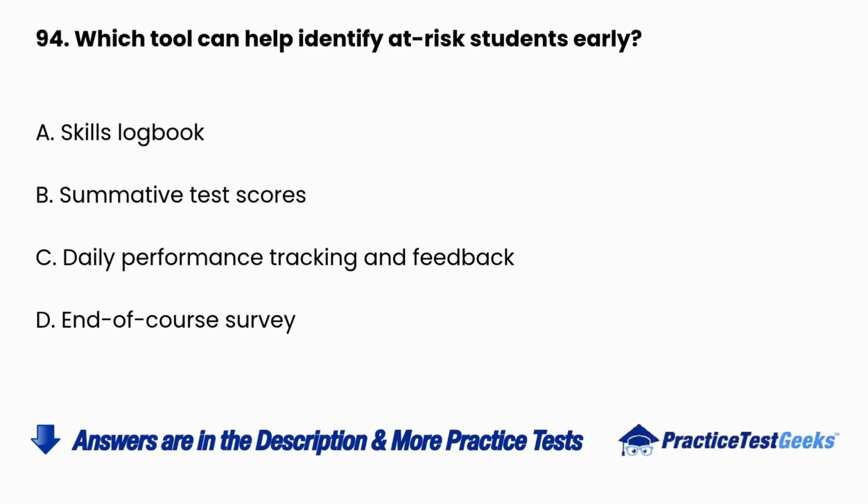94. Which tool can help identify at-risk students early? A. Skills logbook. B. Summative test scores. C. Daily performance tracking and feedback. D. End-of-course survey.